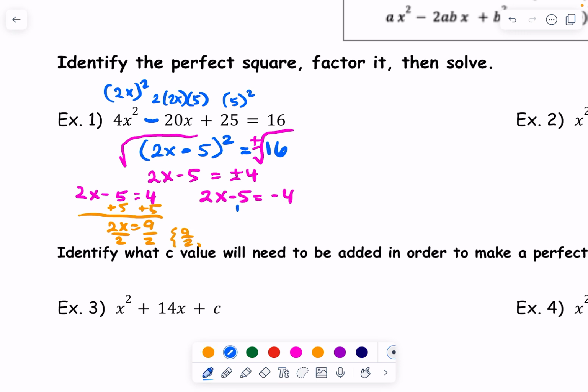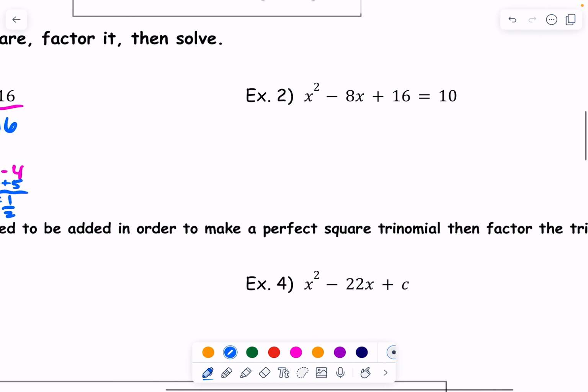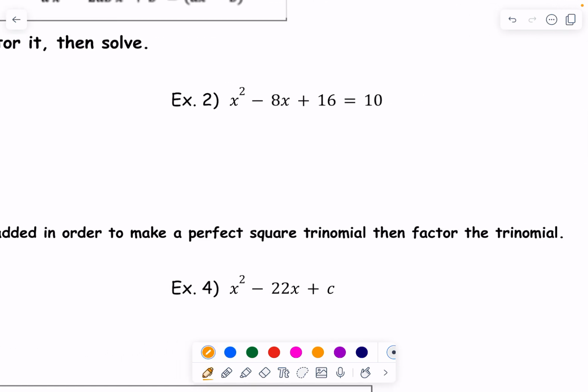Let's go on this one, add 5, 2x is equal to 1, divide by 2, and our next one is 1 half. So there's our two solutions. So all we had to do here was identify that perfect square. Okay, let's do this one now.